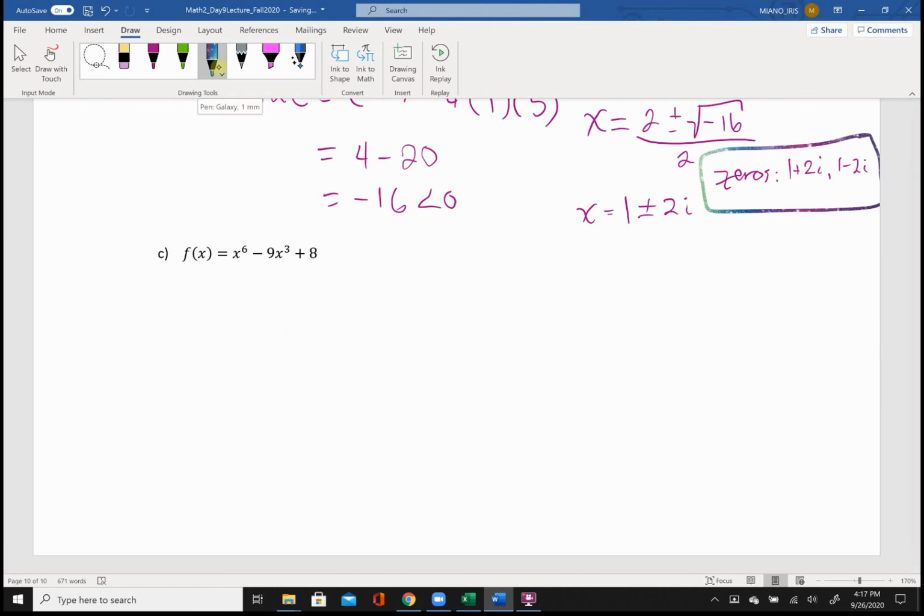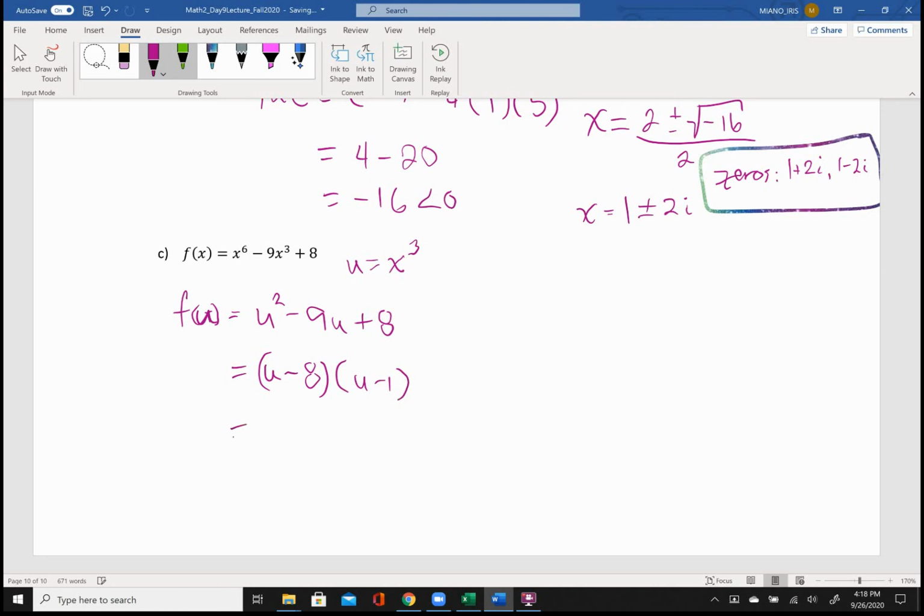Okay, so notice that we are dealing with a 6th degree function, so not quadratic, but it is quadratic in nature, and we can use a u substitution in order to factor it. So let's let u equal x to the 3rd power, and then we can look at f of u as u squared minus 9u plus 8, and then factor it. Yes, it does factor as a quadratic: u minus 8 times u minus 1.